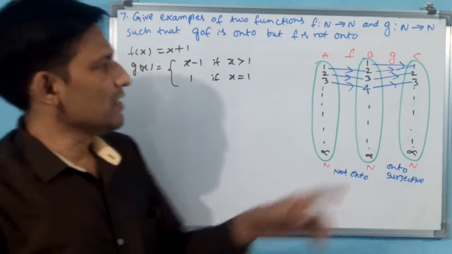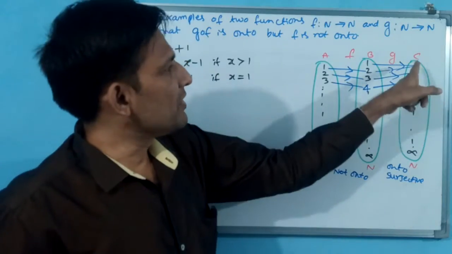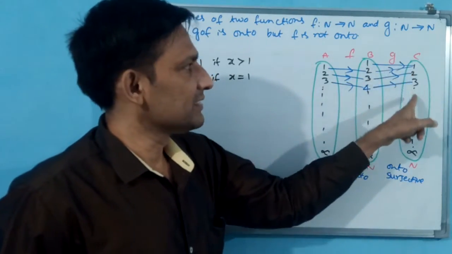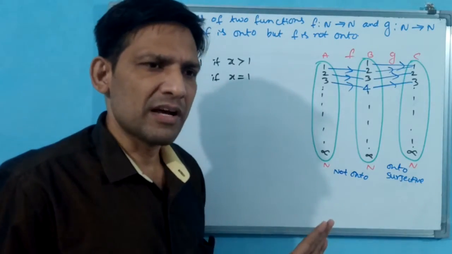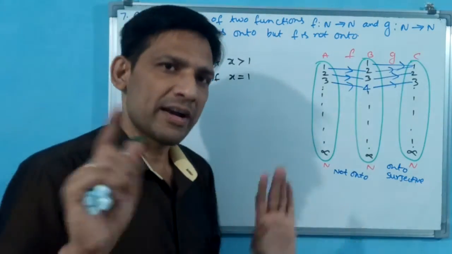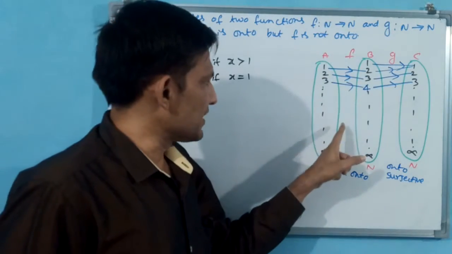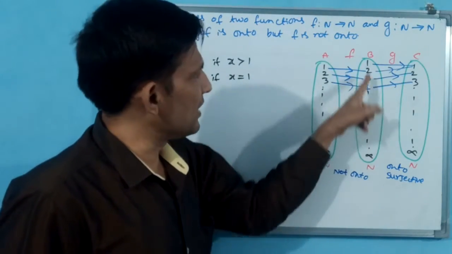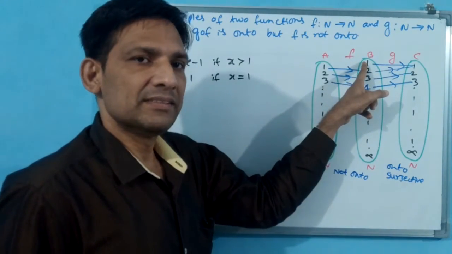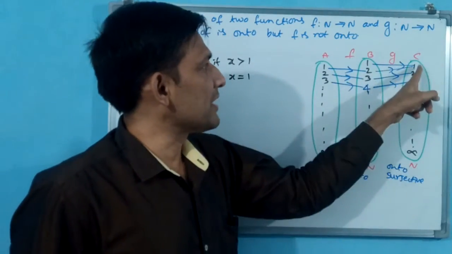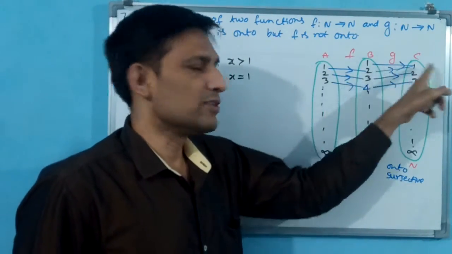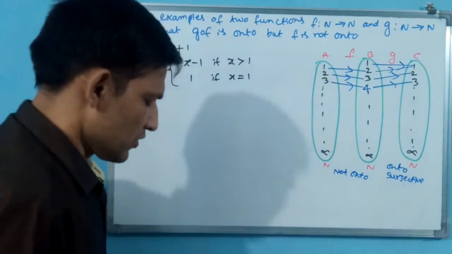Why has it become onto? Because 1 has 2 connections. Maybe many-one, but we don't consider many-one or one-one. We consider only onto or not. Whether this function f is onto or not: f is not onto, because one doesn't have any relation. G is onto, yes, because one has a relation with 1 and 2 both. Okay, that you have to keep in your mind.